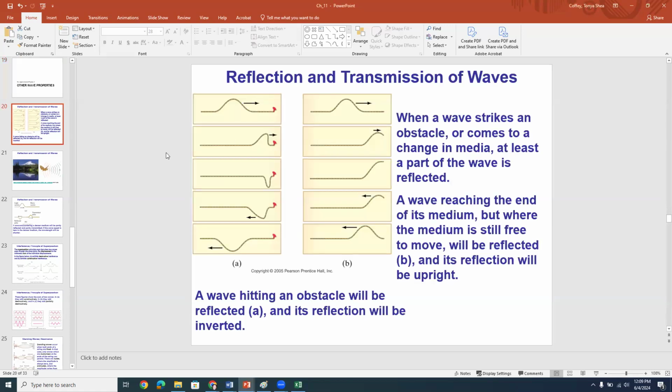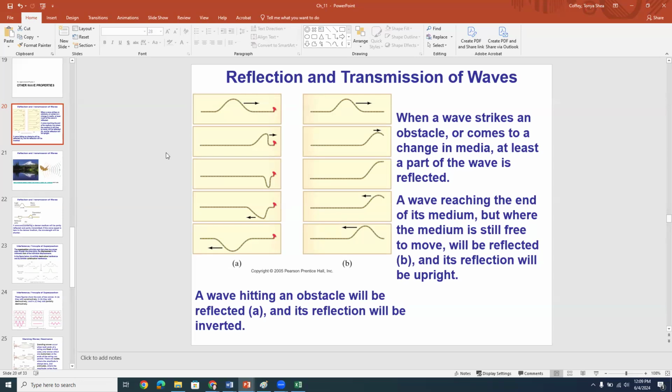Okay, so first of all, let's talk about how waves reflect and transmit. When a wave strikes an obstacle or comes to a change in media, for example, light going from air to water, at least part of the wave is going to be reflected. If a wave reaches the end of its medium and the medium is free to move, then it will be reflected and its reflection will be upright. And that's example B there.